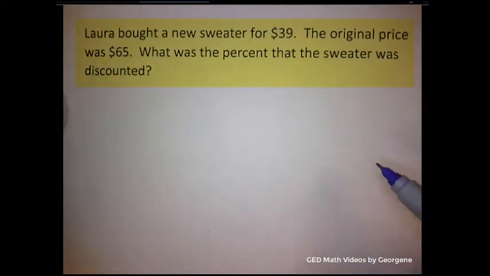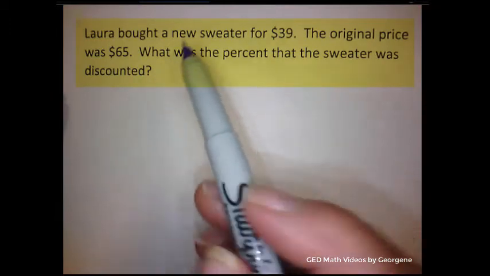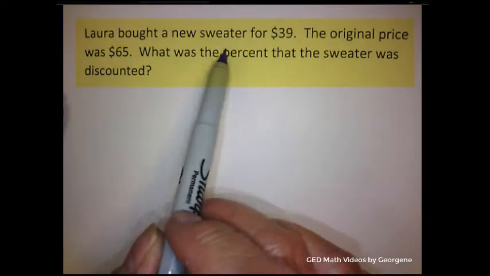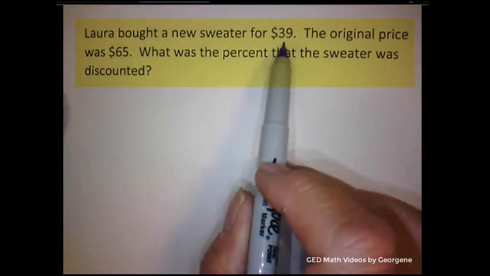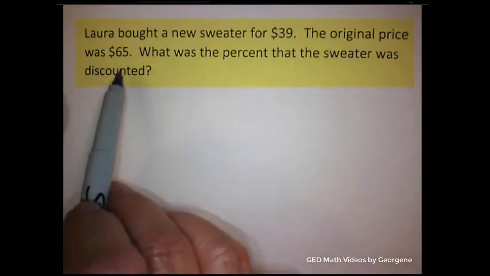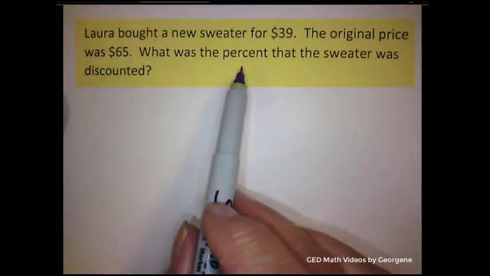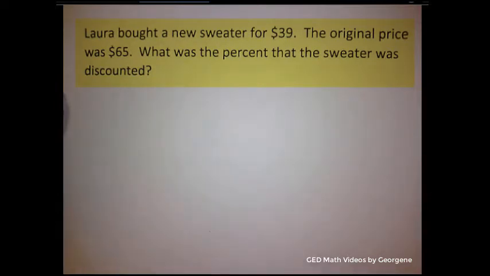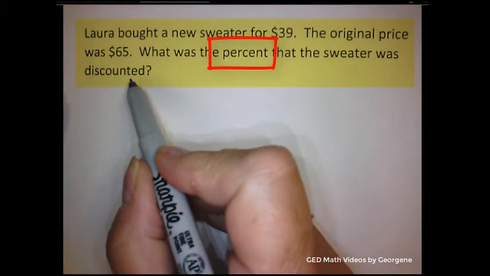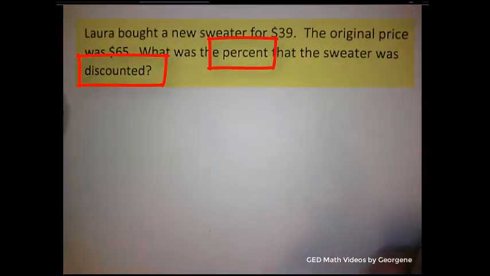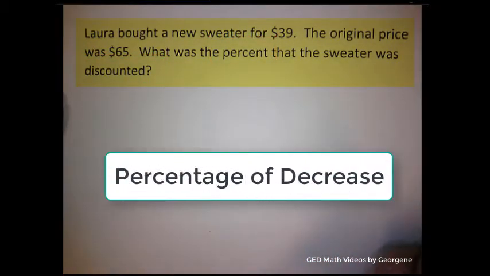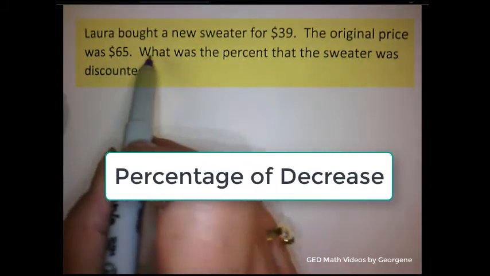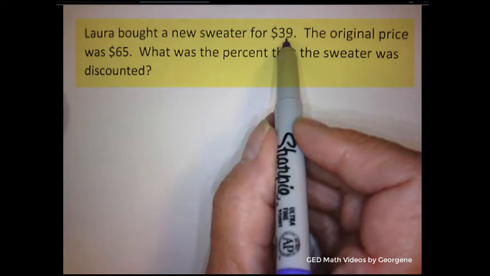Okay, let's get started. Let's read our problem first and identify those key words. So we have Laura bought a new sweater for $39. The original price was $65. What was the percent that the sweater was discounted? Now, I'm seeing a couple of things. I'm seeing percent discounted. That tells me that this is percentage of decrease. So the starting value was $65, and then they discounted it to $39.